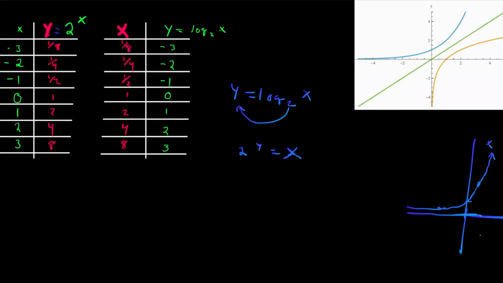Well, that's exactly why our inverse function over here, which is the reflection of this across the line y equals x, is definitely going to not cross the y-axis. But why does this happen? Let's take a look at our table. I color-coded these so you could see that the x values become the y values for the log function.